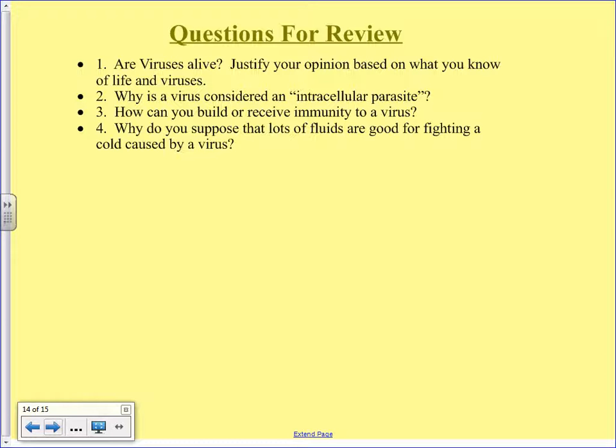How can you build or receive immunity to a virus? Two ways. What are they? How can you become immune? Jared? Right, so you can get a vaccination, a weakened form of the virus or bacteria, whatever it is. Your body fights it off and remembers. Your immune system has a chemical memory that remembers how to fight it off, and then you won't get it again. What's the other way?